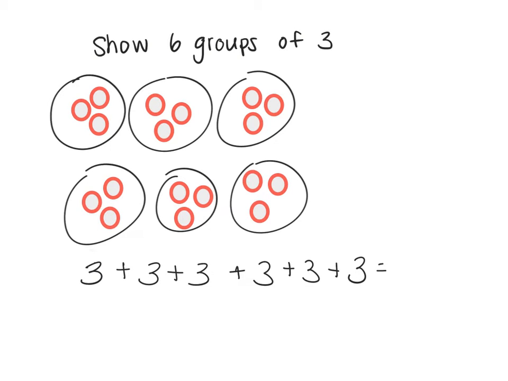Okay? So what I see, and you might see it a couple different ways, I'm going to do little number bonds. I know 3 plus 3 equals 6. And then I see another 3 plus 3, that equals 6. And 3 plus 3 equals 6. So you could go about adding it that way. That's one way.